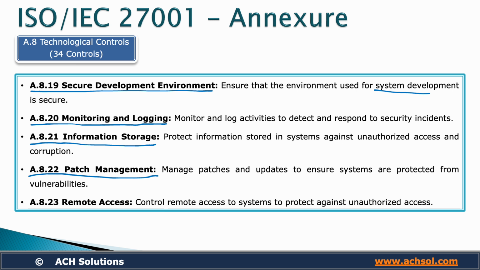The next one is A.8.23, the remote access control, which asks to control remote access to systems to protect against unauthorized access. The best example to understand this is in the context of VPNs, which are required for all remote access to the corporate network. It's not like you can just do an RDP to your company's network. You always need a VPN, which is a secure mechanism to manage access control in case of remote access.